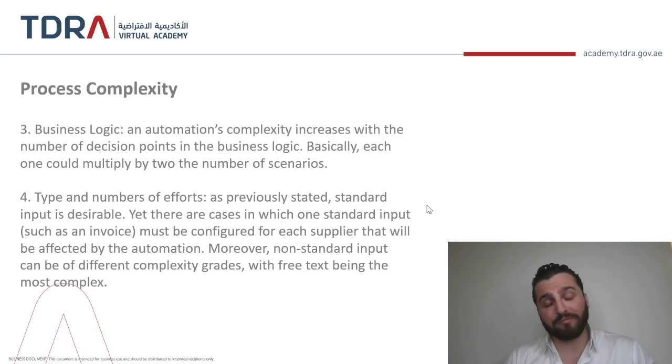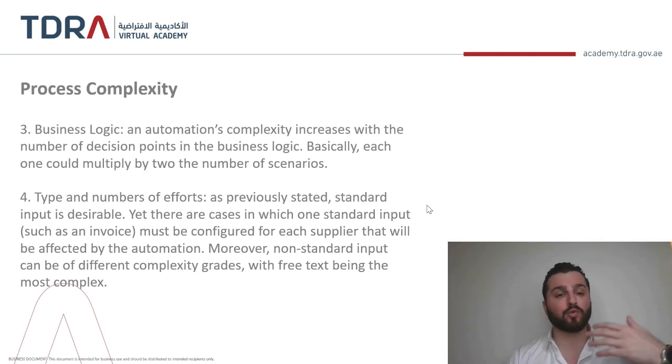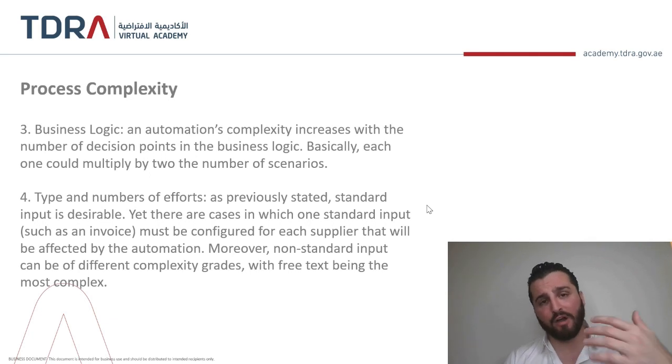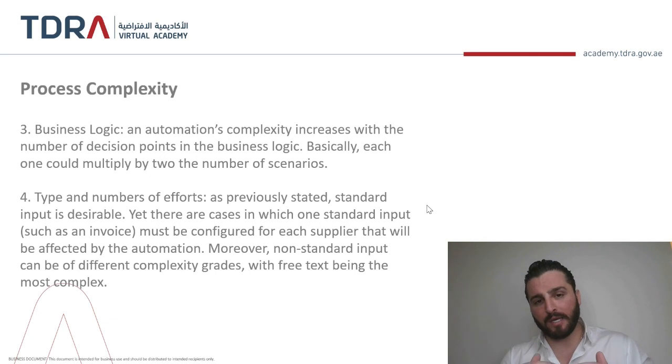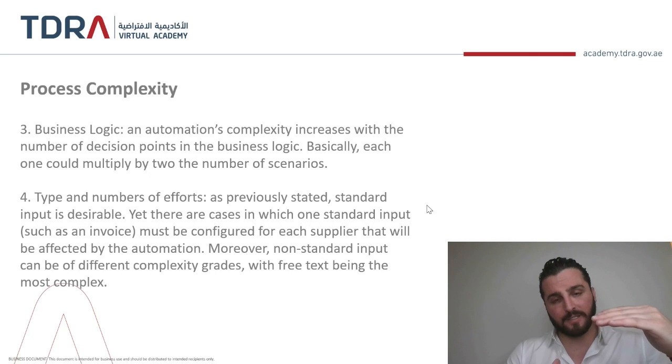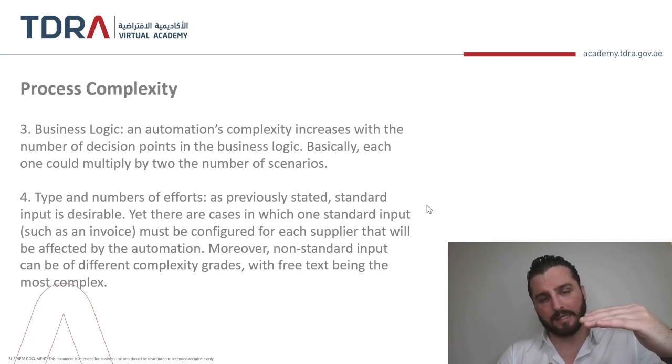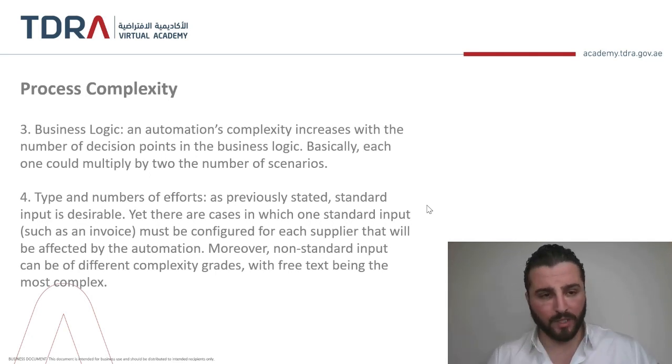The third important factor is the business logic. Complexity always increases with decision points in the business logic. Whenever we have a different number of scenarios, we have a higher level of complexity, and this is one of the most important factors that lets us achieve quick wins in our organization. Whenever we have higher business logic and higher complexity, the prioritization of that process will go to the bottom, and we'll start with the quick wins.